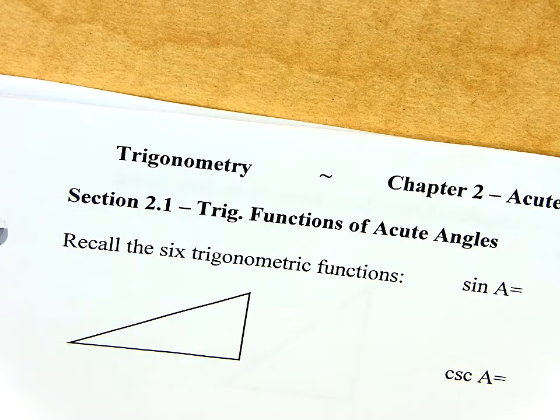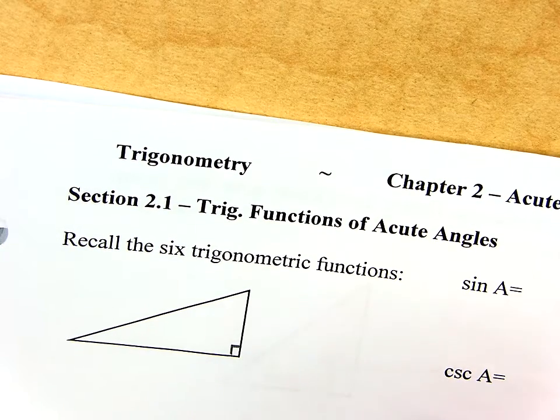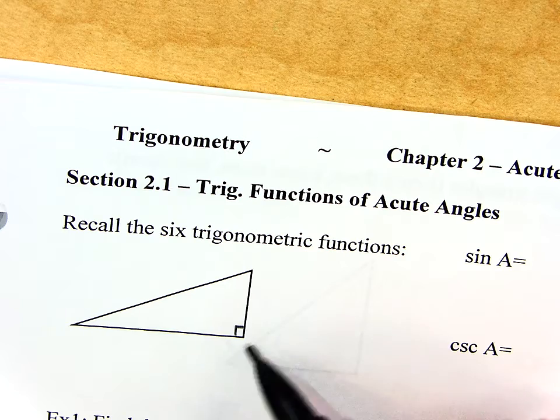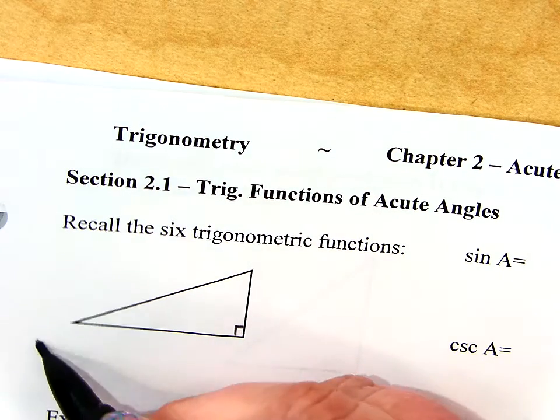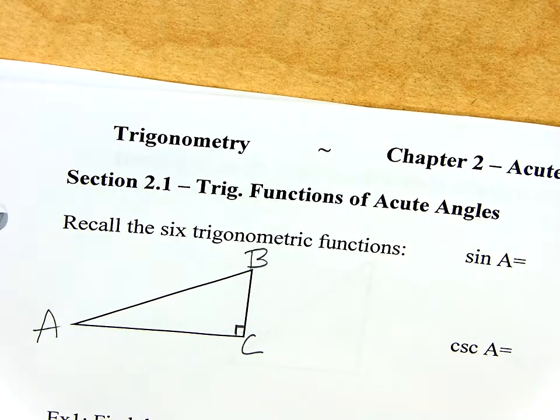So 2-1 today. What I would like you to do is start off by labeling this triangle in the same way that I am. So go ahead and throw in a right angle right there. And then we're going to label this triangle A, B, and then the right angle we'll label it C.